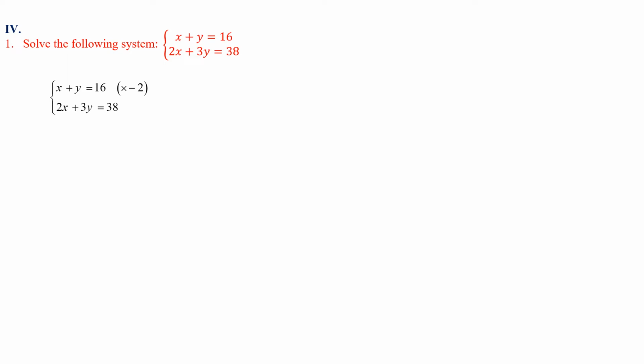First of all, we have to multiply the first equation by minus 2. Then we get minus 2x minus 2y equal to minus 32. And the second equation remains the same, 2x plus 3y equal to 38. We eliminate minus 2x and 2x, then we get y equal to 6. To find the value of x, we replace the value of y, which is 6, in the first equation. We get x plus 6 equal to 16. Then x is equal to 16 minus 6, therefore x is equal to 10.